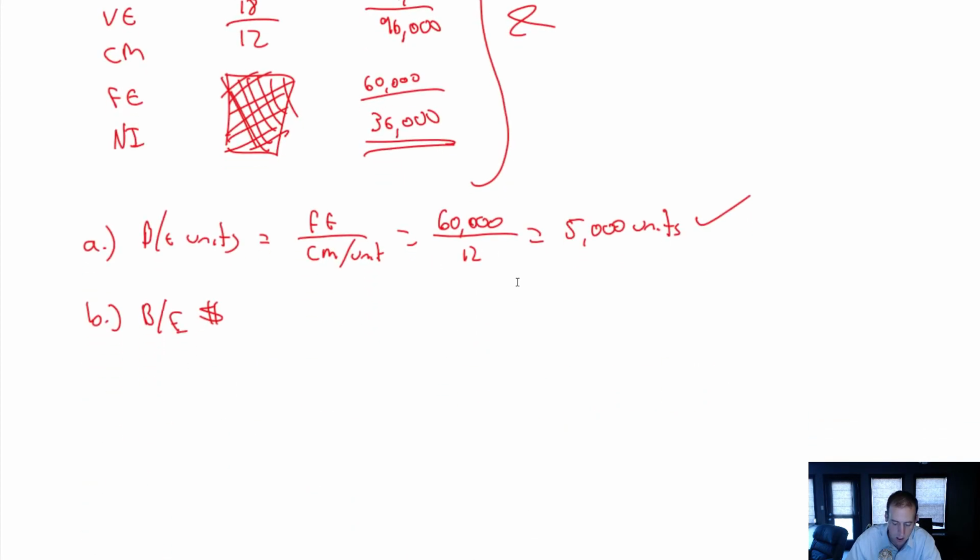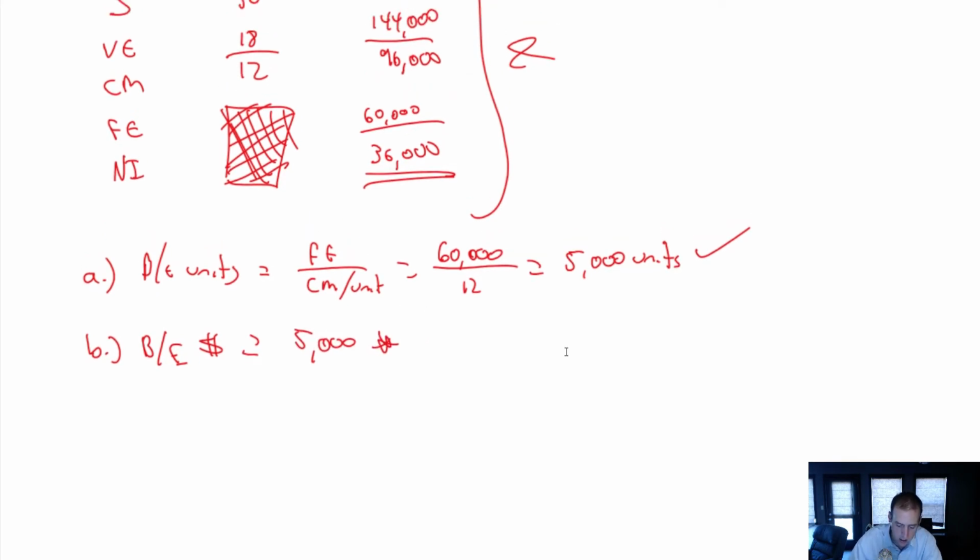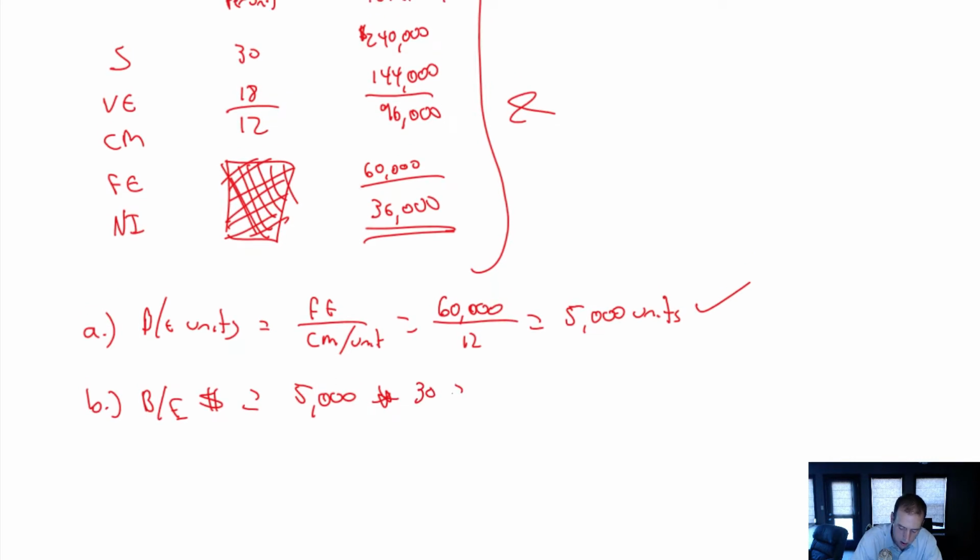So we already have our break-even units, 5,000. That's our break-even units. And we multiply that by the selling price, 30. 5,000 times 30 is $150,000. And all it's saying is, look, it's nice to know how many units I need to sell to break even, but what is my selling price? How many dollars sold do I need to break even? And so I need to sell $150,000 worth of my product.